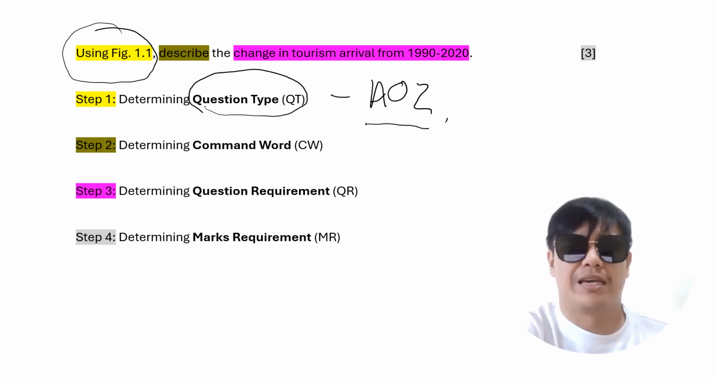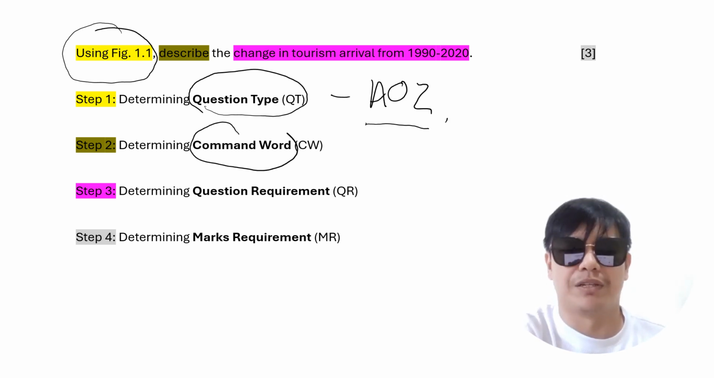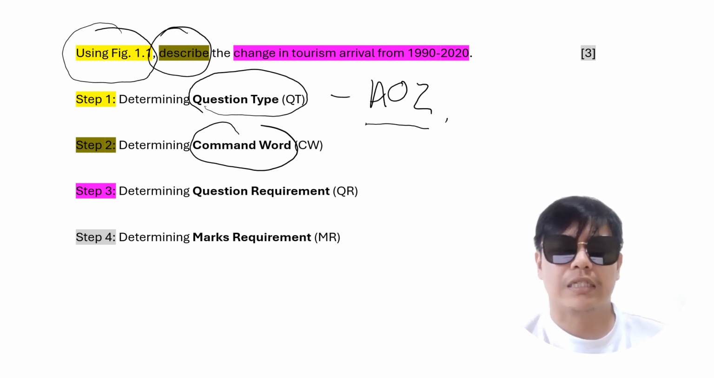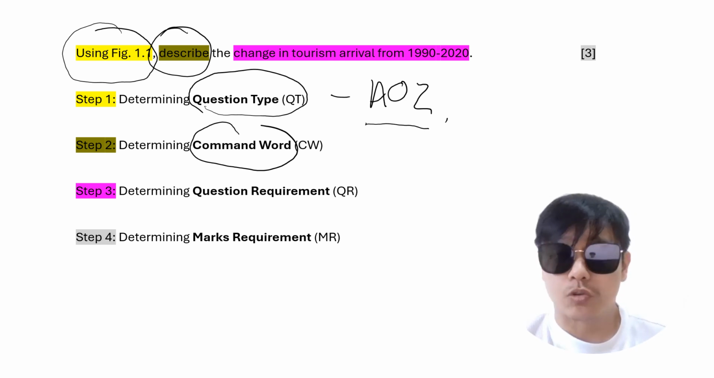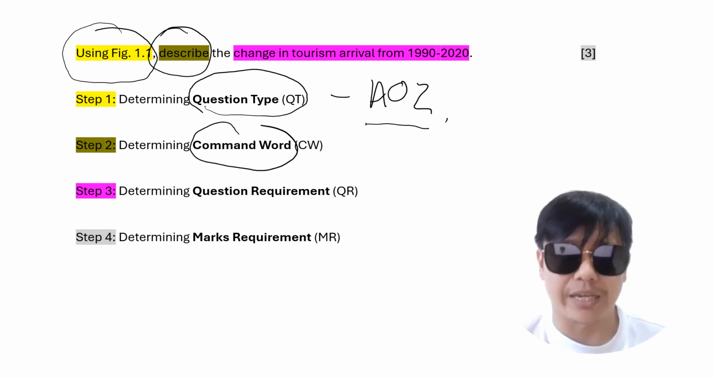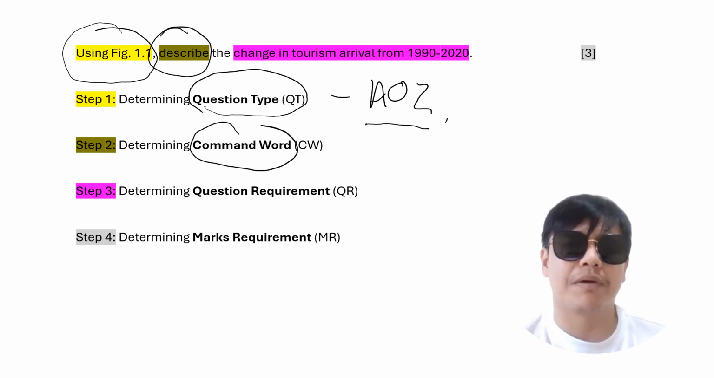The next step is to determine the command word. Okay, over in this sample question, the command word is to describe. All right, the command word, why is it important? Because it will point you in the right direction on answering the question, whether you're supposed to describe, to annotate, to explain, to elaborate, to account. These command words will determine your answers.